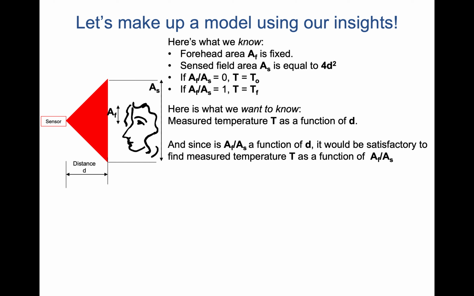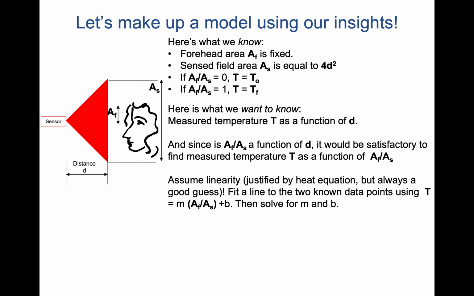And we could write that equation out. What is the relationship between AF over AS and d? It's a simple equation. So it would be satisfactory for us to find the measured temperature as a function of AF over AS. Why do we want to do that? Because our intuition tells us that if the forehead fills the sensor field of view, we get TF, and if it's far away, we get T0, and there might be some relationship between the ratio of the forehead area to the sensed area that relates to temperature.